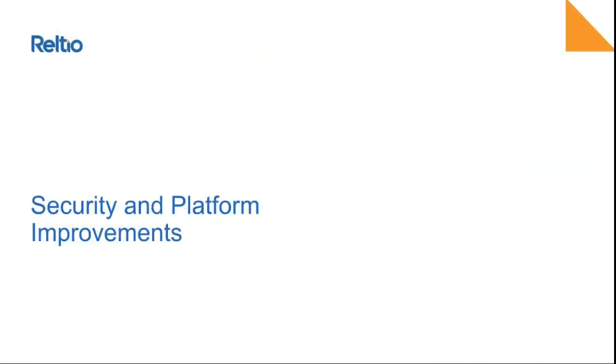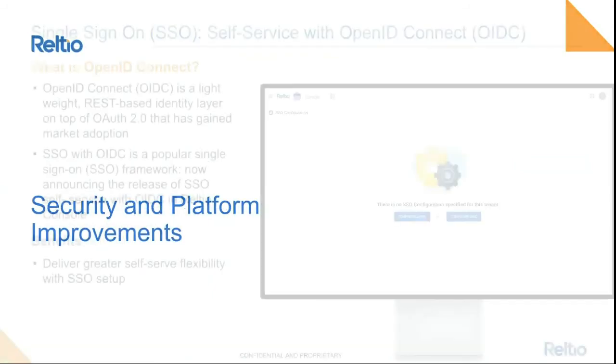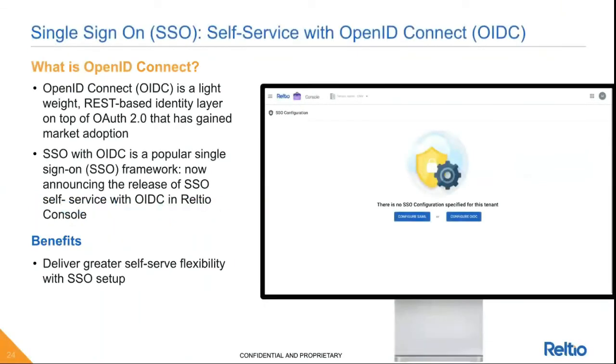Now let's talk about some security and platform improvements. Right, so we have created a self-service capability for the OpenID Connect or OIDC protocol for single sign-on. So what is OpenID Connect or OIDC? It's a lightweight REST-based identity layer on top of OAuth 2, and it's a very popular single sign-on framework.